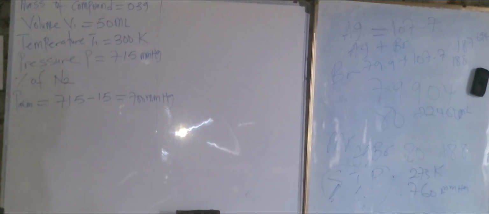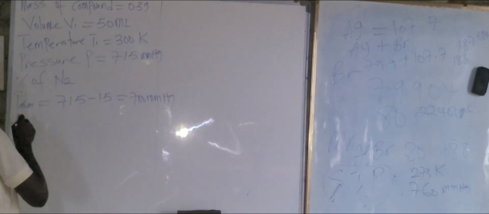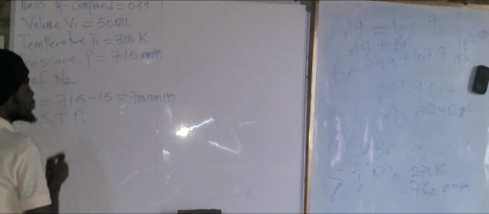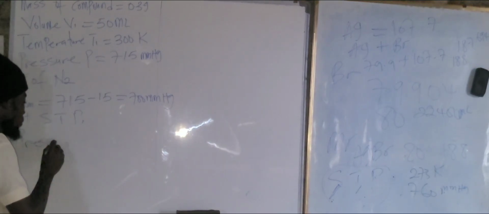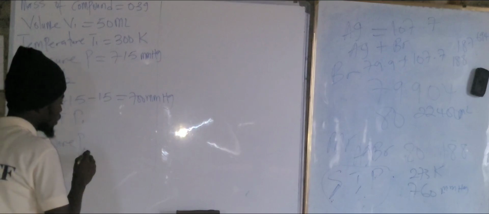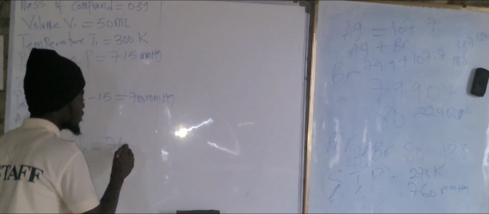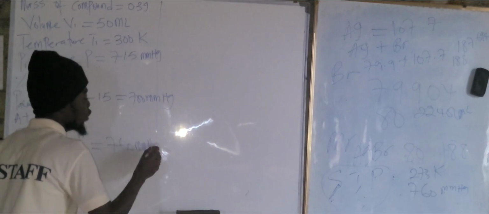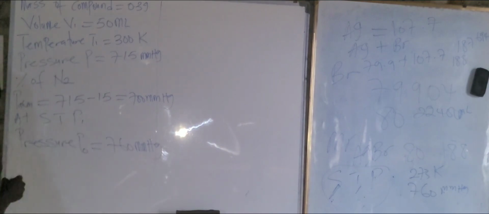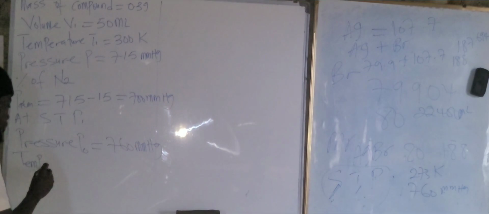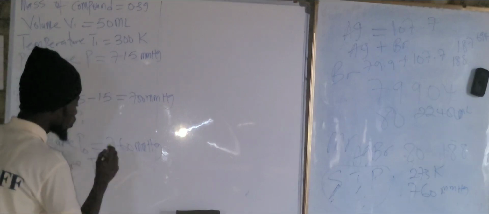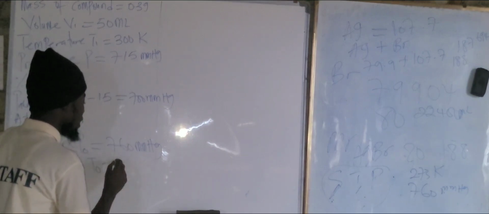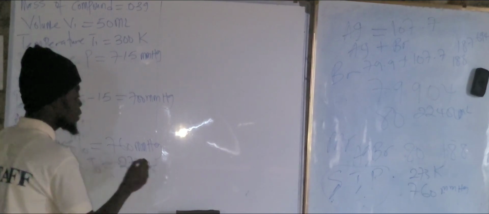At STP, what do you have? What's the pressure here? P0 here is equal to 760 millimeter mercury. Are we okay here? At STP again, we have temperature. Temperature, that is T0 here, is now equal to 273 Kelvin. Are we okay here?